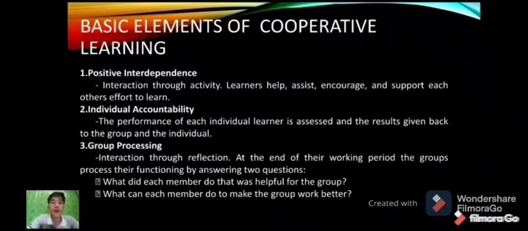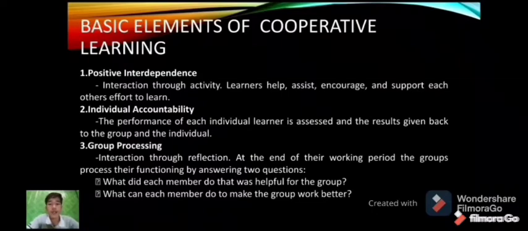Basic elements of cooperative learning. Number 1, positive interdependence. Interaction through activity. Learners help, assist, encourage, and support each other's efforts to learn. Number 2, individual accountability. The performance of each individual learner is assessed and the results given back to the group and the individual.